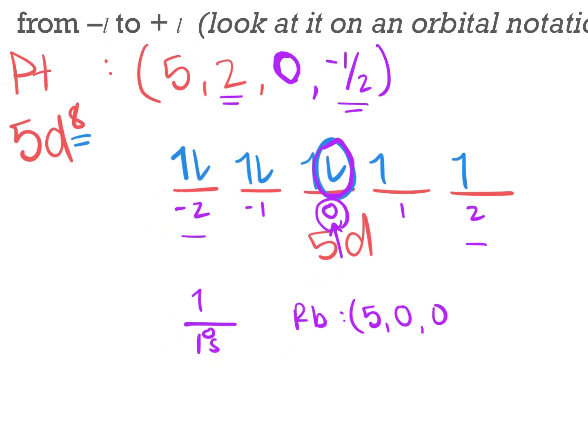Let's go back and look at our rubidium example. Rubidium we said was 5s1. So I'm examining this electron right here. 5, 0, 0. Would it be a +1/2 or a -1/2? A +1/2. Because it's the first electron to be placed in the orbital. Right? And that's pointing upward.